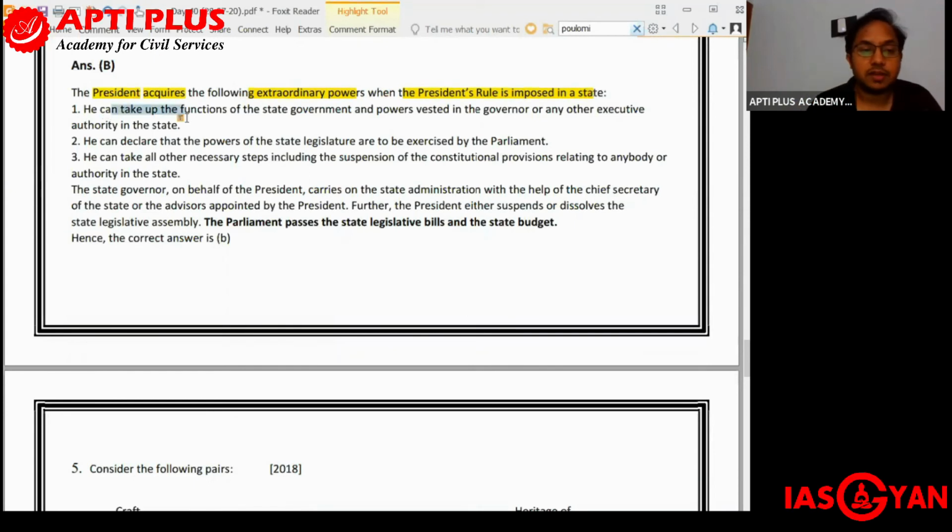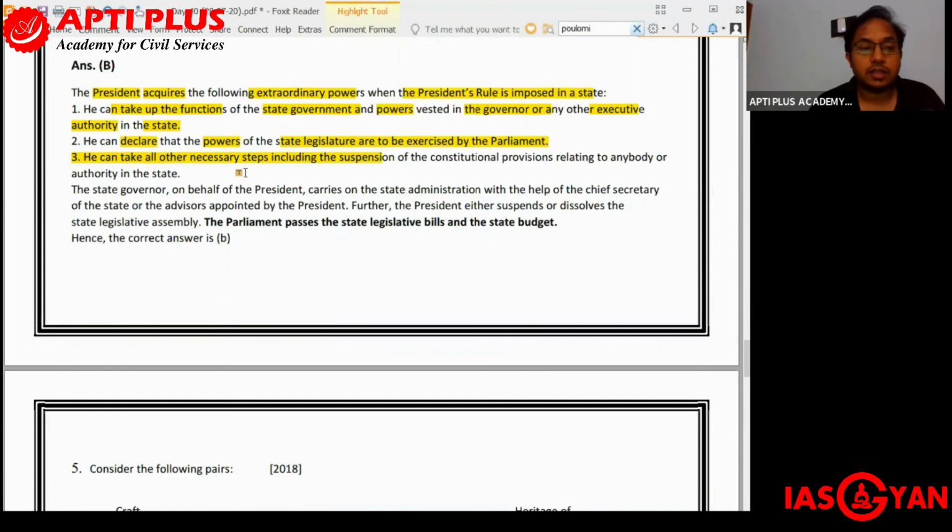For example, number one, he can take up the functions of the state government and the powers vested in the governor or any other executive authority in the state. So, what are the things that can happen if the President acquires extraordinary powers during President's rule which has been imposed in a state? Number one, he can take up the functions of the state government and powers vested in the governor or any other executive authority in the state. Number two, he can declare that the powers of the state legislature are to be exercised by the Parliament.